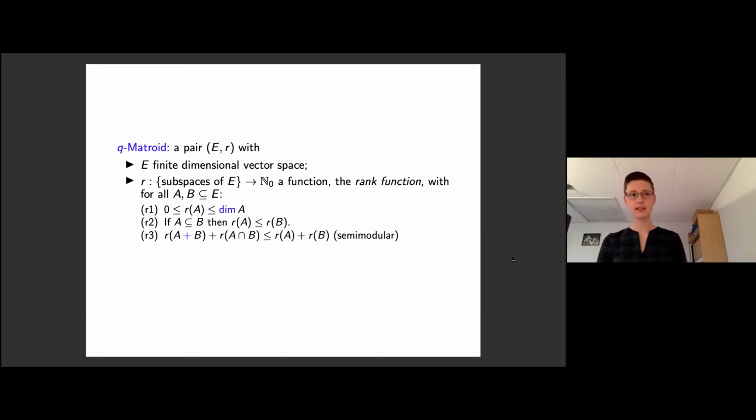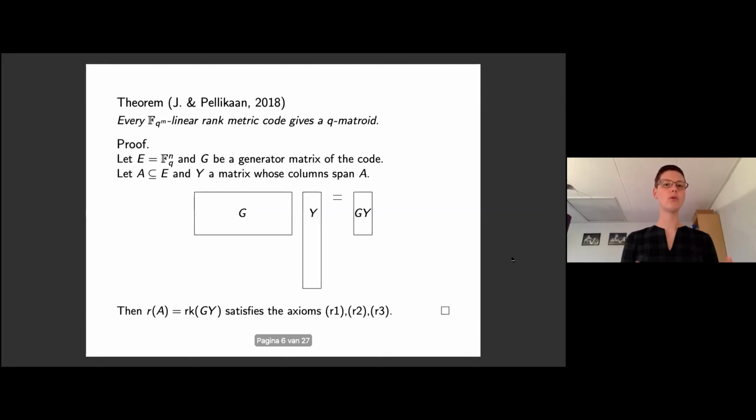And the good thing is that these rank metric codes, I'm not going to tell you in detail what they are, but they are examples of q-matroids. Well, how does that work? Again, I'm not going to tell you exactly what a linear rank metric code is, but you can remember that it can be generated by a matrix, and this matrix is a matrix over an extension field. So the entries of G here are in F_q^n. That might feel a bit strange because our matroid is going to be over F_q.